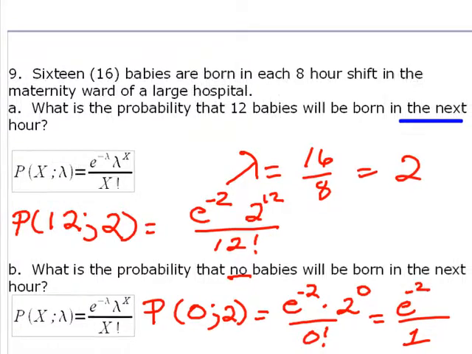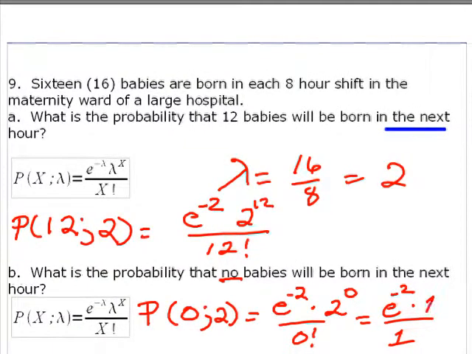What's anything raised to the 0 power? It is also 1. So you see you have a non-zero probability that there will be 0 babies born in the next hour, given that the average is 2 per hour.